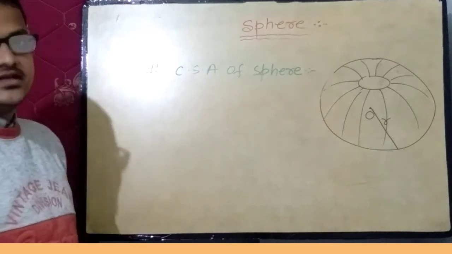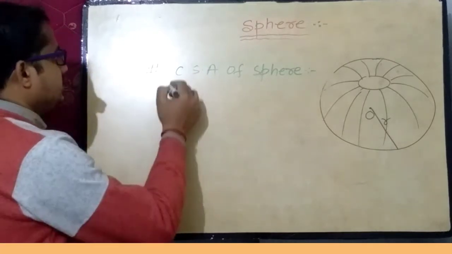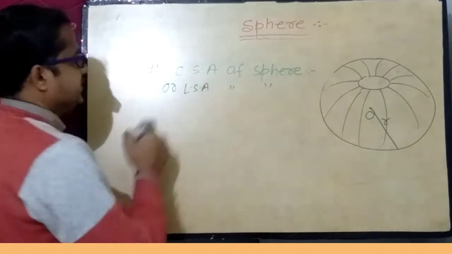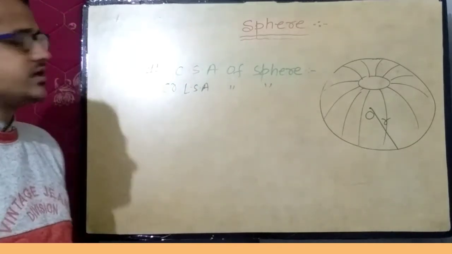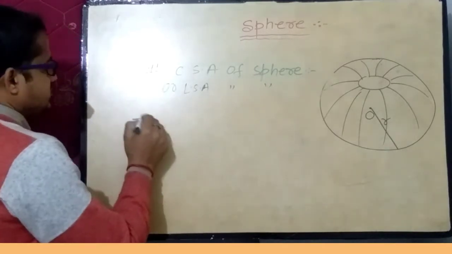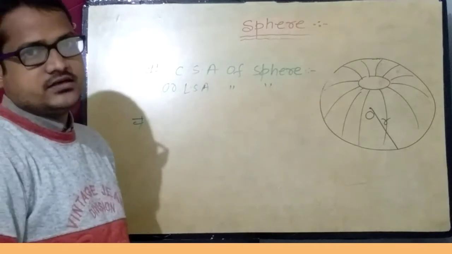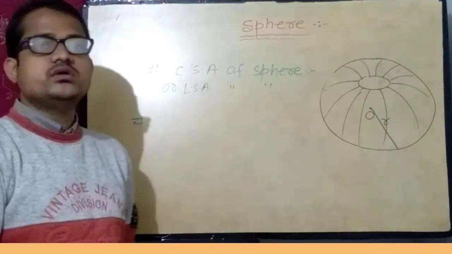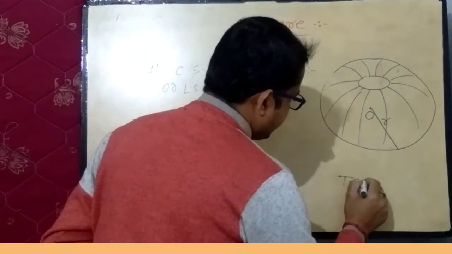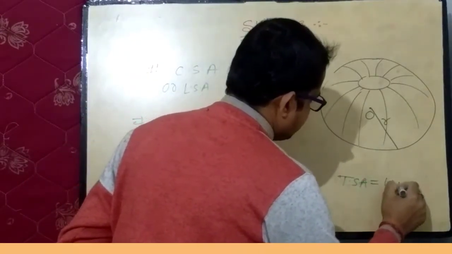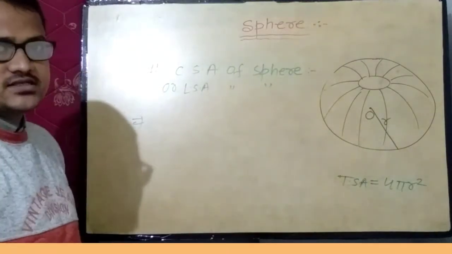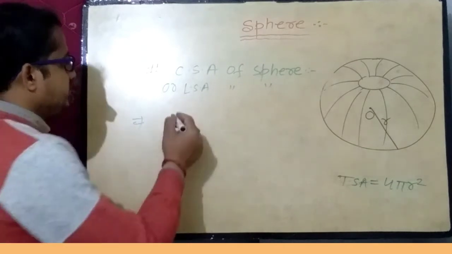Next is CSA of a sphere, or LSA of a sphere, that is curved surface area of a sphere or lateral surface area of a sphere. Now, in the case of a sphere, TSA and CSA are both equal to each other. Earlier I calculated TSA of a sphere equals 4 pi r square. So in the case of a sphere, CSA and TSA are both equal to each other.